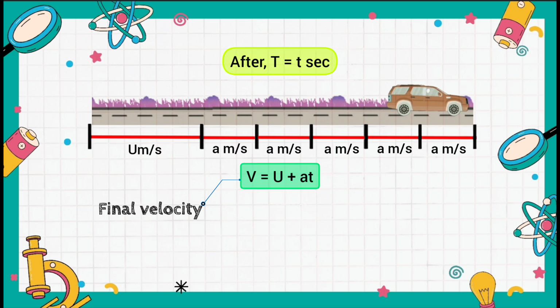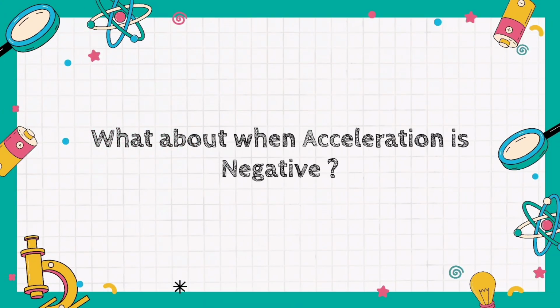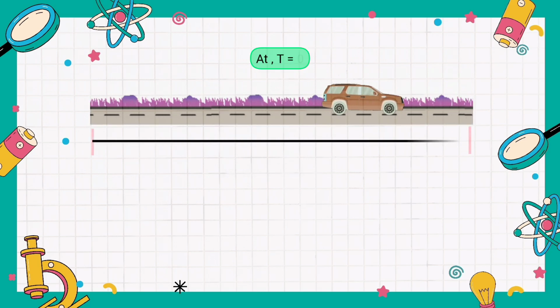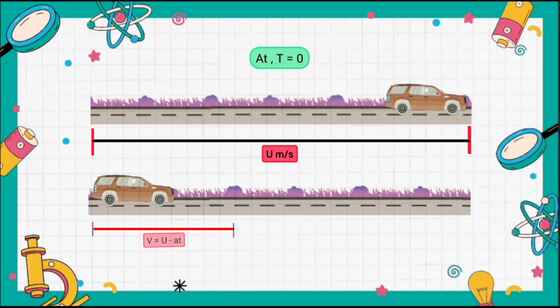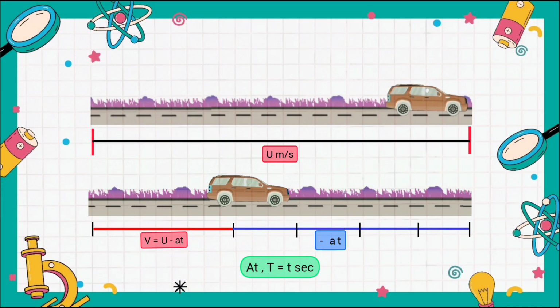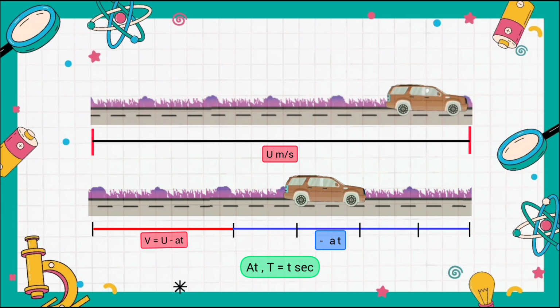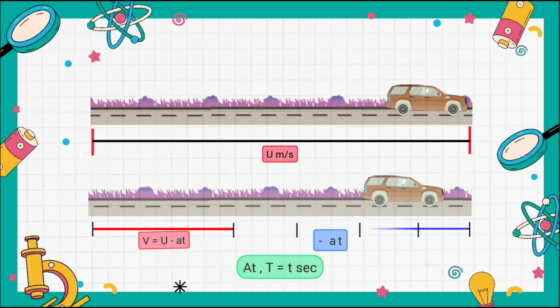But what about when the acceleration is negative, or if the direction of velocity and acceleration are opposite to each other? Then, just like positive acceleration, the negative acceleration changes the value of the velocity every second, but instead of increasing or adding to the initial velocity, it decreases the value of the velocity, or the acceleration is subtracted from the velocity every second.